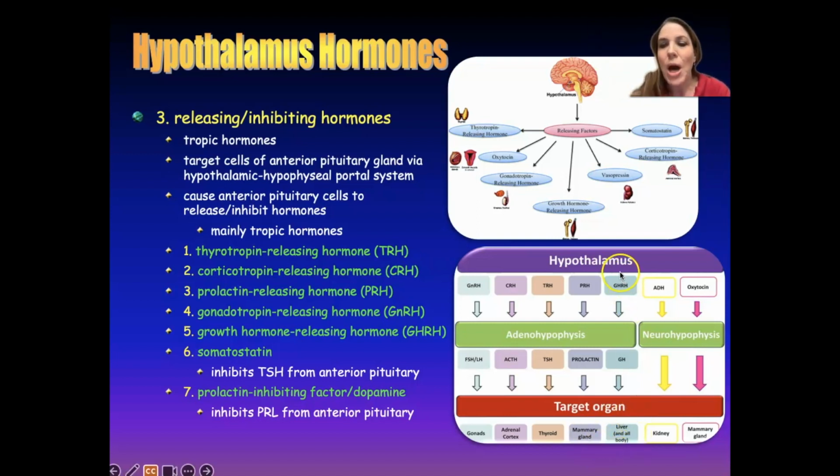And so the boss, the hypothalamus, is going to release the growth hormone releasing hormone to tell the anterior pituitary to release growth hormone to cause all our cells to do their thing.